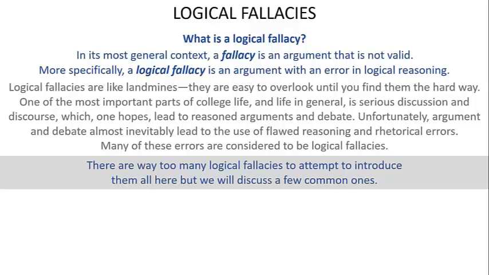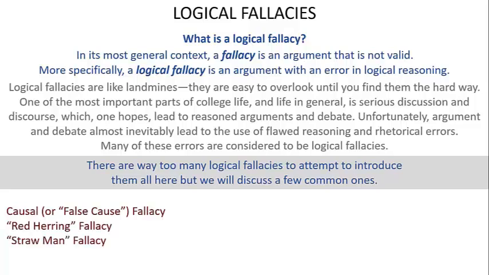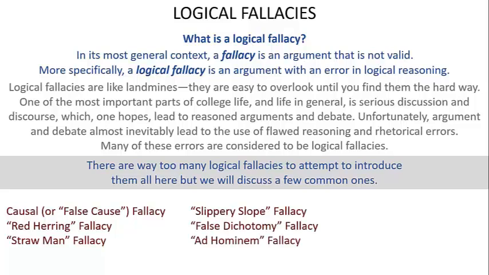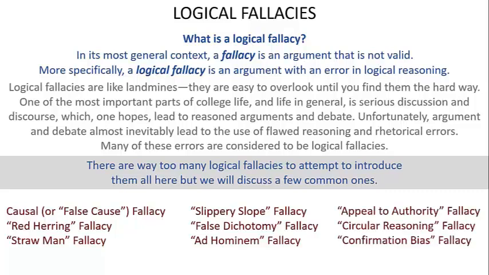There are way too many logical fallacies to attempt to introduce them all here, but we will discuss a few of the common ones. I'll just list them. We're going to go through them one by one. One is called the causal or sometimes false cause fallacy. There's the red herring fallacy, the straw man fallacy, the slippery slope fallacy, the false dichotomy fallacy, the ad hominem fallacy, the appeal to authority fallacy, the circular reasoning fallacy, and the confirmation bias fallacy. Let's talk about these one at a time, just briefly.